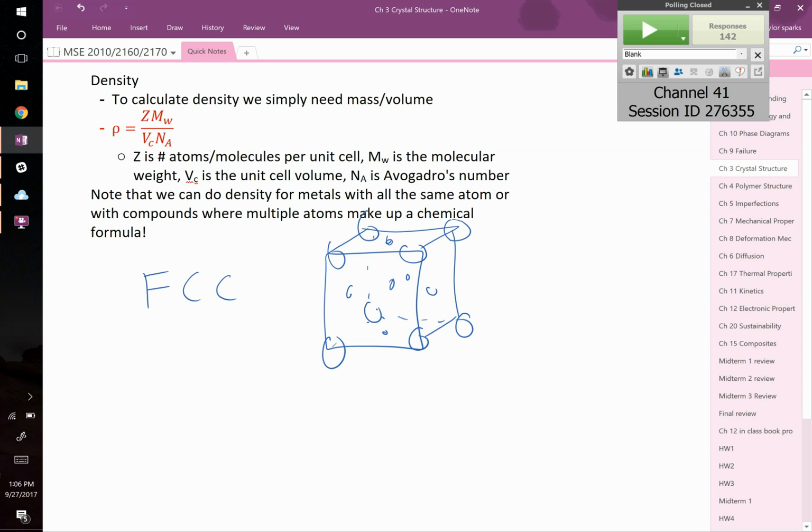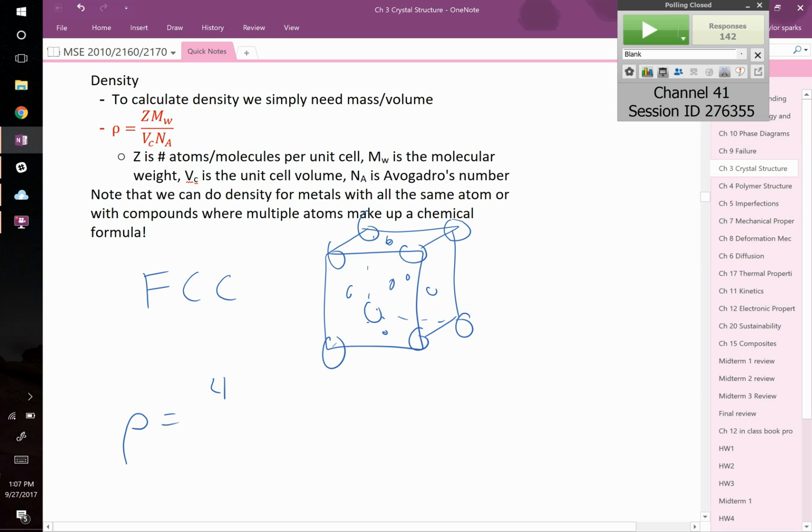We calculated this last time. How many were there in the FCC lattice? 4, right? There's 8 times 1/8 on the corners, plus 6 faces, each half in. 6 times 1/2 is 3. So 3 plus 1 is 4. So if we were going to calculate the density of this, we'd start out by saying, okay, there's 4 atoms.